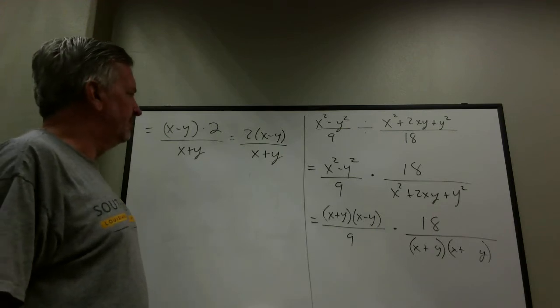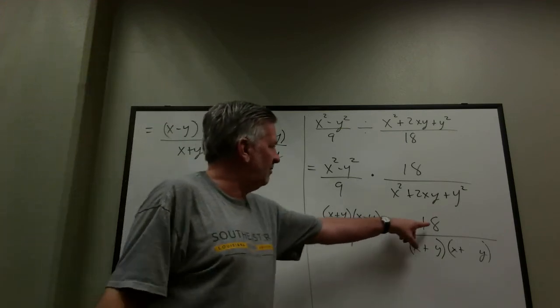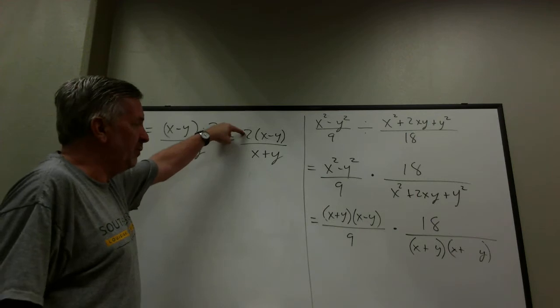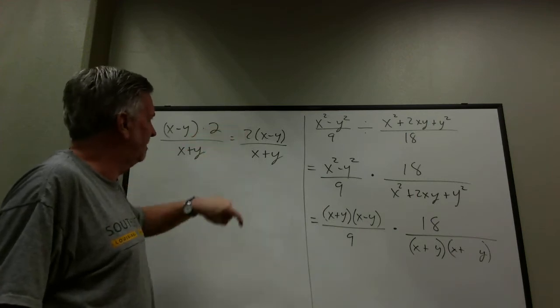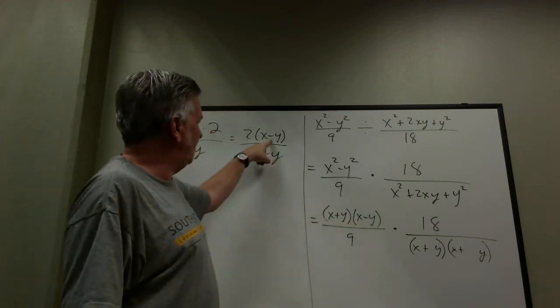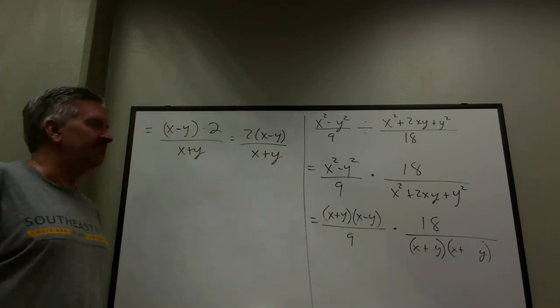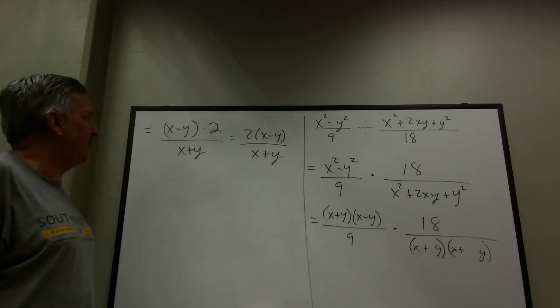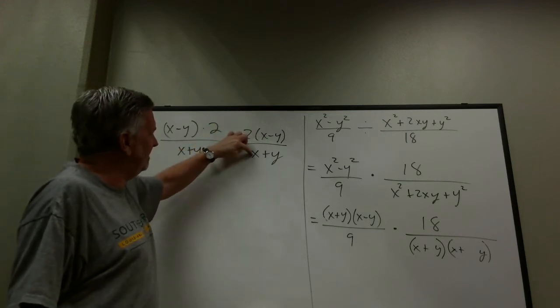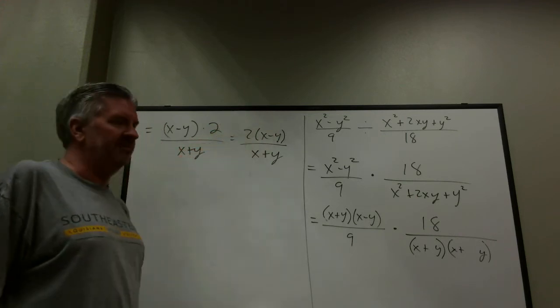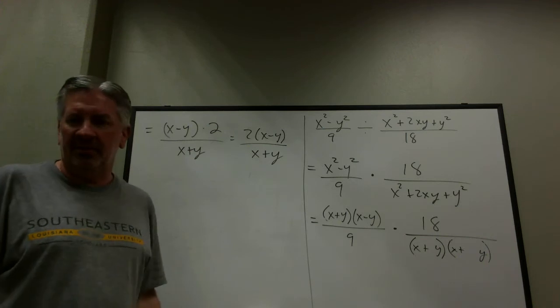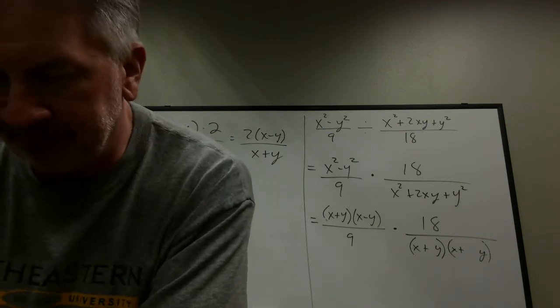Okay, so let me check myself. 9 goes into 18. Notice 2 is in the numerator because the 18 is in the numerator. I still have my x minus y. One of those cancel, and I'm left with one in the denominator. So there we go. Okay, and you can't cancel an x with an x here because you're subtracting something from it, and you can't cancel the y's either. Okay, that one wasn't too bad.